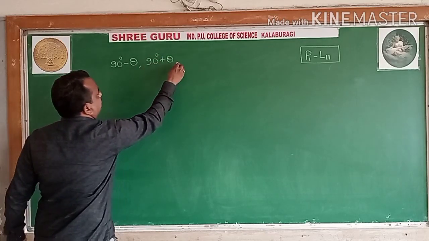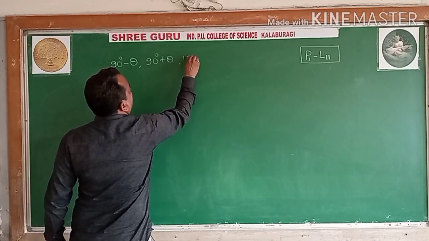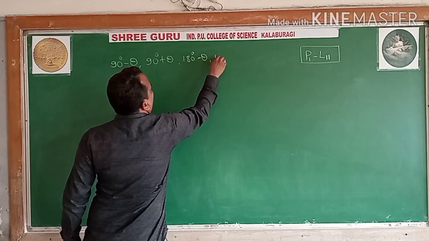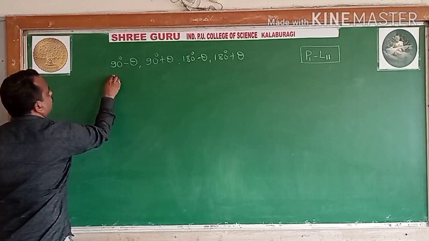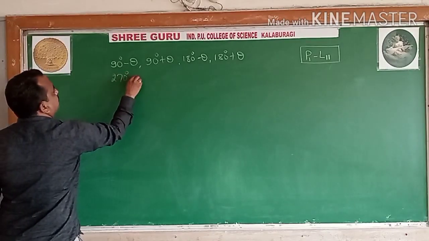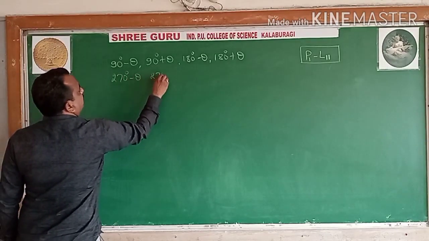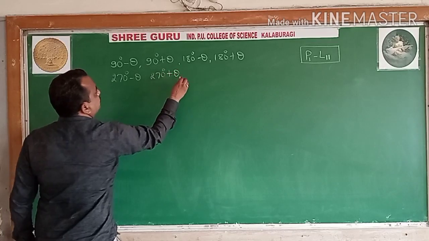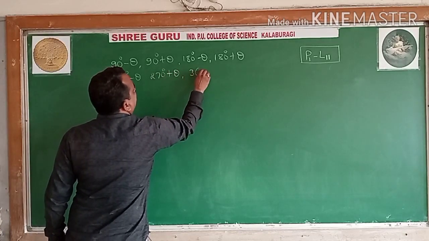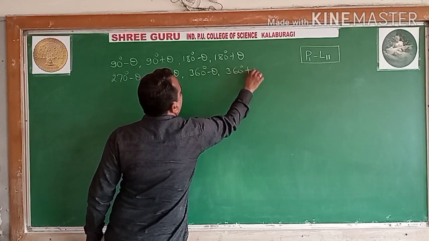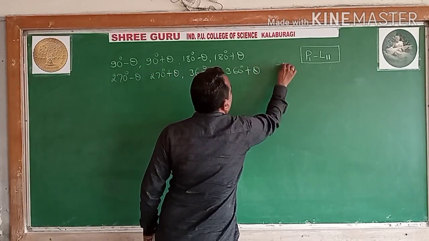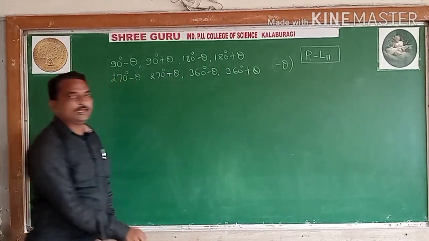90 plus theta, 180 minus theta, 180 degree plus theta, 270 degree minus theta, 270 degree plus theta, 360 degree minus theta, 360 degree plus theta, and minus of theta. So these are the 9 allied angles.